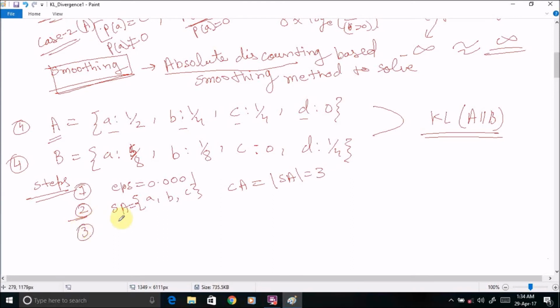Similarly, we repeat the same for B. The count of events having non-zero probability score is 3. The set of non-zero probability scores in the probability distribution B is A, B and D. So the count is 3.